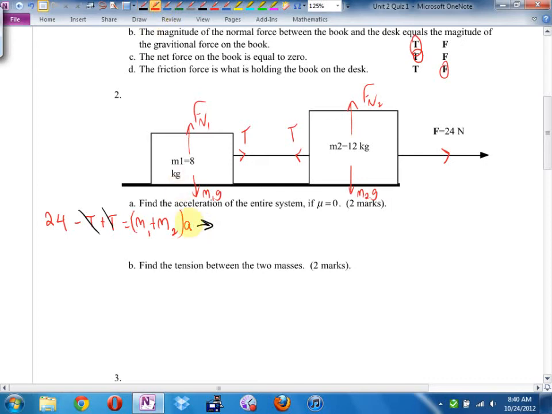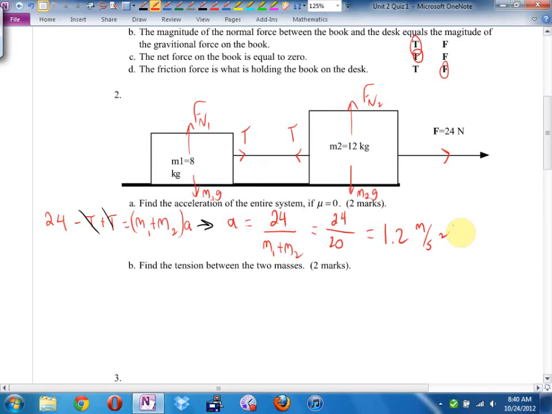And then I would divide by both masses. So I'm going to get 24 divided by 20. That's going to be divided by 4 divided by 6 over 1.2 meters per second squared. If you got the 1.2, you get 2 out of 2.